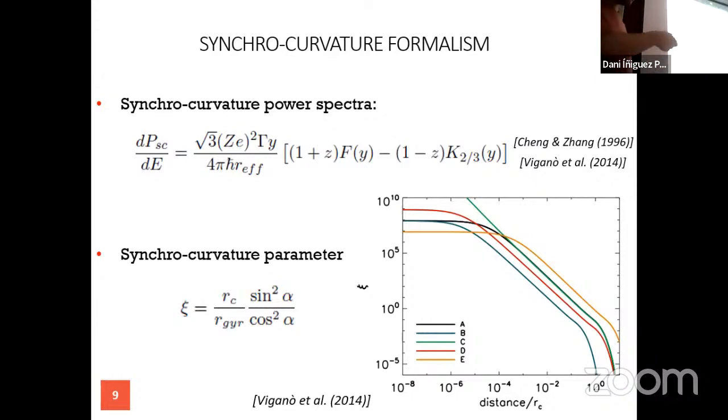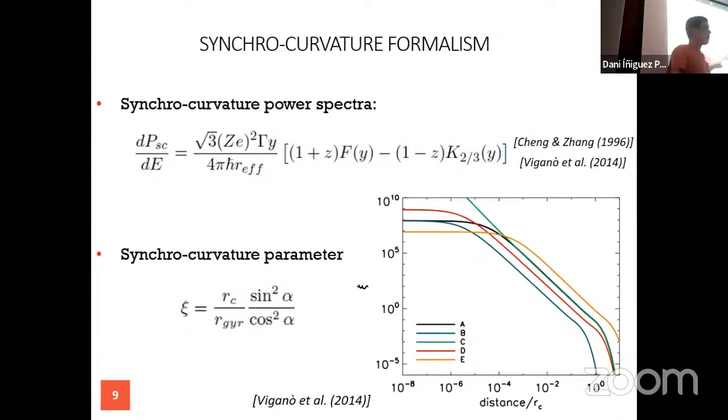And this reformulation here introduces a key parameter, the so-called synchro-curvature parameter, which indicates the nature of the radiation, that is, whether synchrotron or curvature is dominant. For large values of this parameter, synchrotron dominates, and for small values of this parameter, the curvature is the dominant radiation. You can see here the evolution of this parameter along the region.